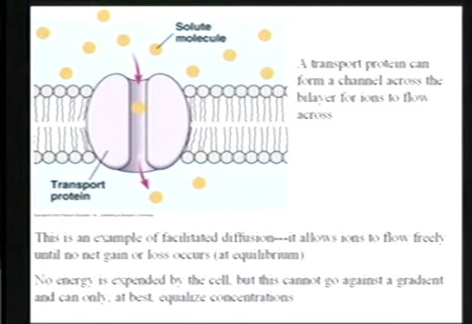Remember gradients. Gradients are situations where you have a concentration difference across a barrier. The dam that I showed on Friday is a good example. You've got lots of water on one side, less water on the other side. It's a gradient, because the dam is impermeable to the water. So this process cannot go against a gradient. It just allows flow until the concentrations are equal. At that point, there's no net change.